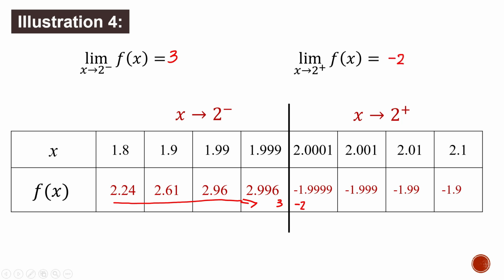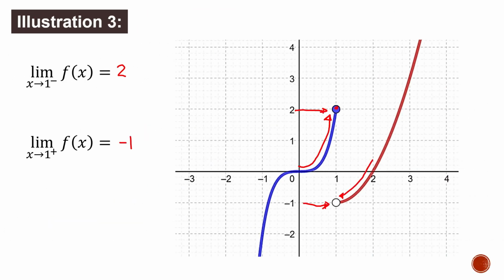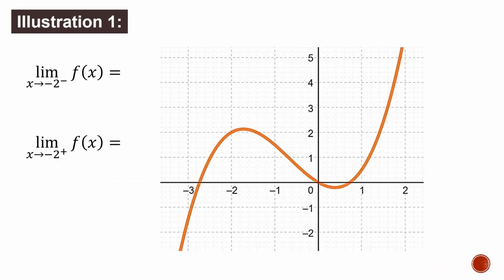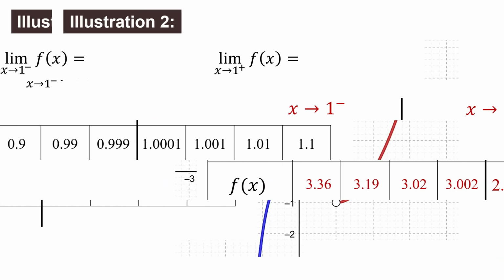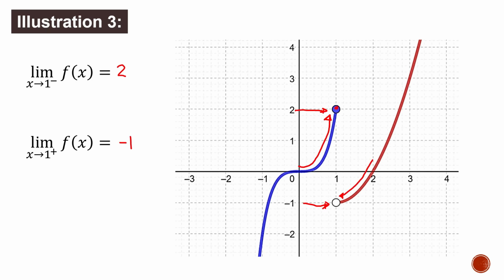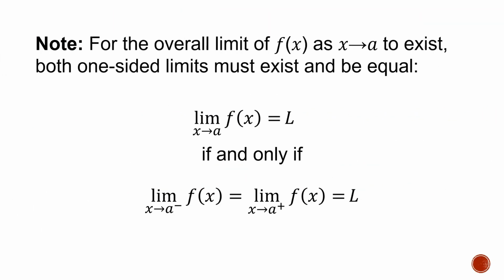And as you can see, the limits are different. Okay, now we have to take note of our observation here. So what are the two observations? One possibility is that the limits from the left and from the right can be equal, like illustration 1 and illustration 2. And then there's a possibility wherein the limits from the left and from the right side are going to be different. So what are we going to conclude if that is the case? So we have to take note of this.